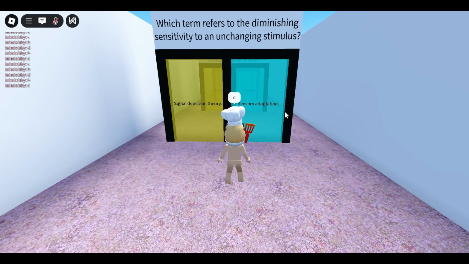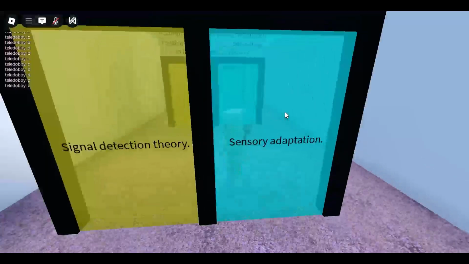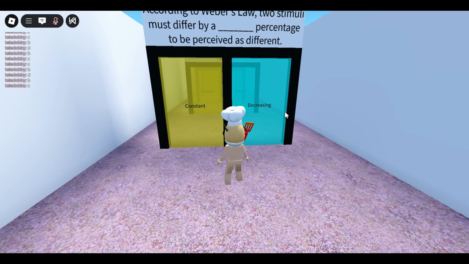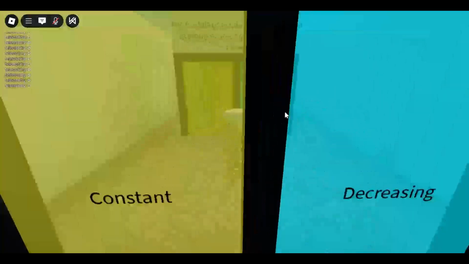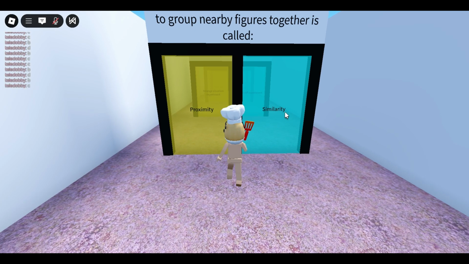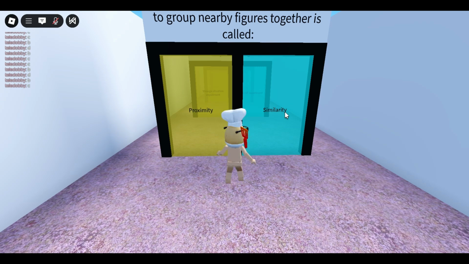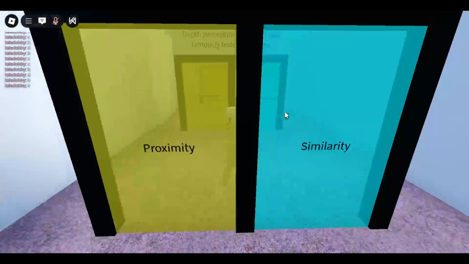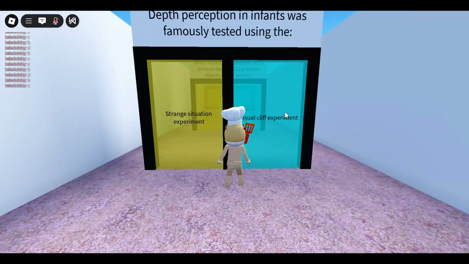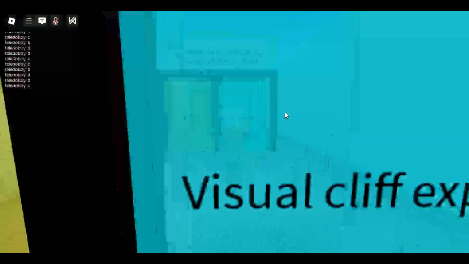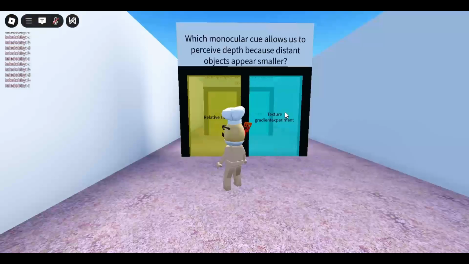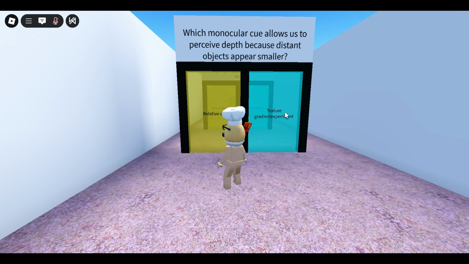Sensory adaptation refers to the diminishing sensitivity to an unchanging stimulus. Two stimuli must differ by a constant percentage to be perceived as different. And proximity is the tendency to group nearby figures. The visual cliff experiment was used to test depth perception in infants. Relative size allows us to perceive depth.